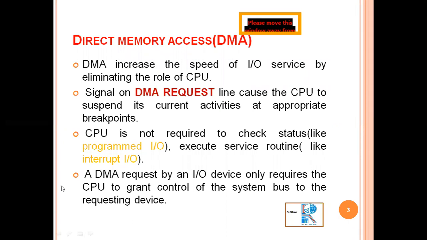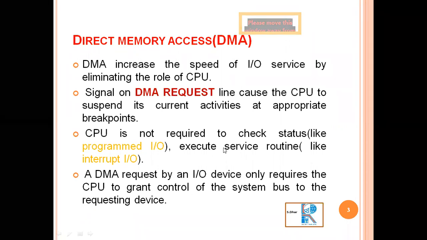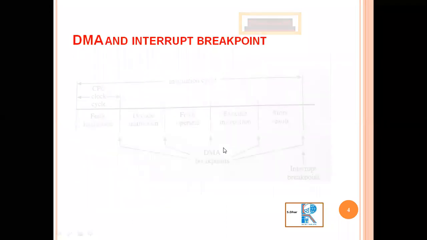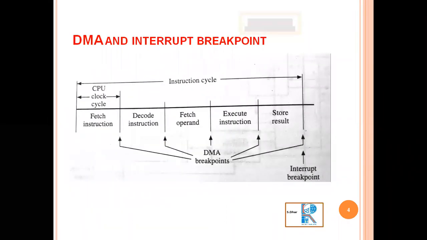Clear? So a DMA request by an IO device only requires the CPU to grant control of the system bus to the requesting device. Clear? I have already told that the CPU will grant the bus at the appropriate breakpoint. Now what is the breakpoint?